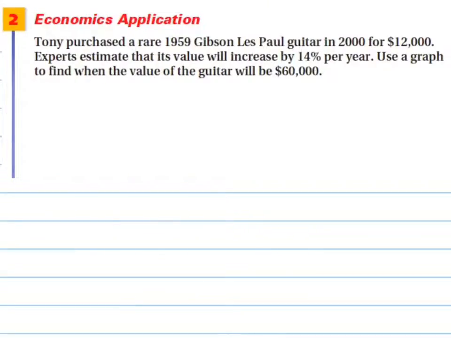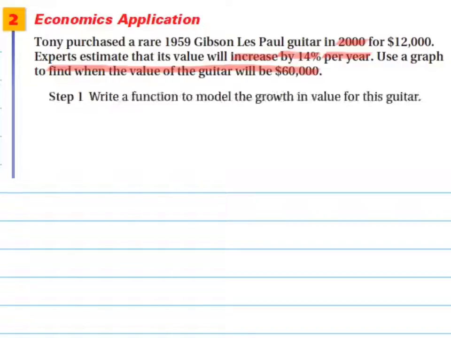Alright, here's an example. Tony purchased a rare 1959 Gibson Les Paul guitar in 2000 for $12,000. Experts estimate that its value will increase by 14% per year. Use a graph to find when the value of the guitar will be $60,000. Alright, so we have a few things here that we need to keep in mind. The year 2000, that it's increasing, and the rate is 14%, and we want to know when the value of the guitar will be $60,000, so that's the ending amount.